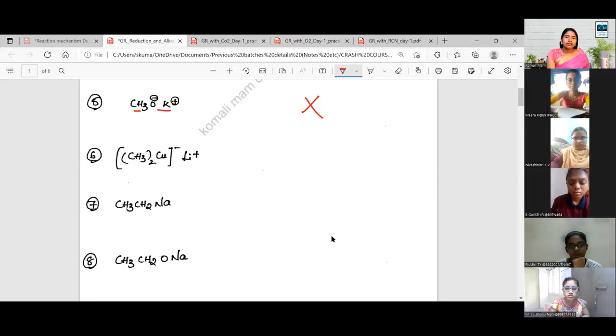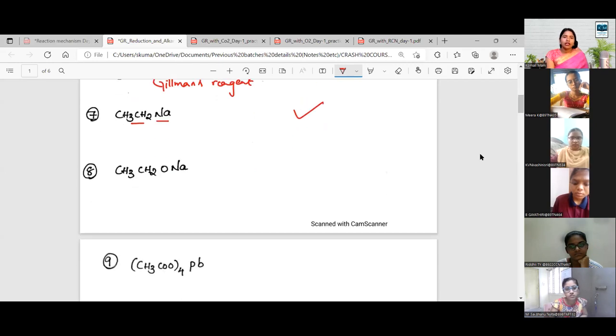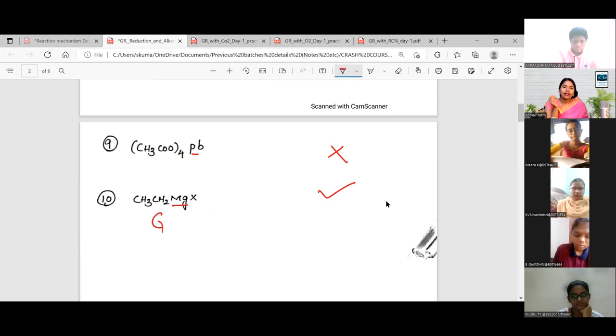See here, copper is directly connected with the carbon, so it is an organometallic compound. It is Gilman's reagent. Here, sodium is directly connected with the carbon, so it is an organometallic compound. Here, sodium is connected with oxygen, not directly with the carbon, so it is not an organometallic compound. Here, lead is connected with the oxygens of this CH3 group, so it is not an organometallic compound. Here, magnesium is a metal directly connected with a carbon, so it is an organometallic compound. Understand? Is it clear? Very good. Now, right here, this is Grignard reagent.